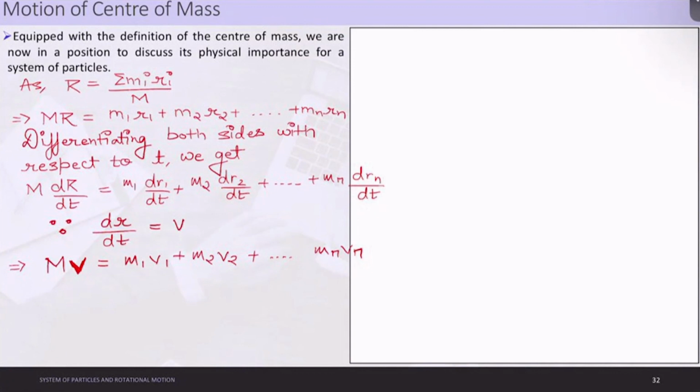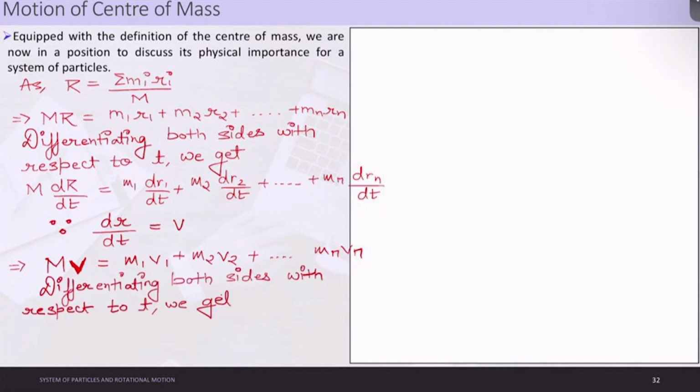Let us differentiate this again. So differentiating both sides, this time again mass is kept as constant. So what can we say? We can directly say that m dV/dt is equal to m1 dv1/dt plus m2 dv2/dt plus m3 dv3/dt.